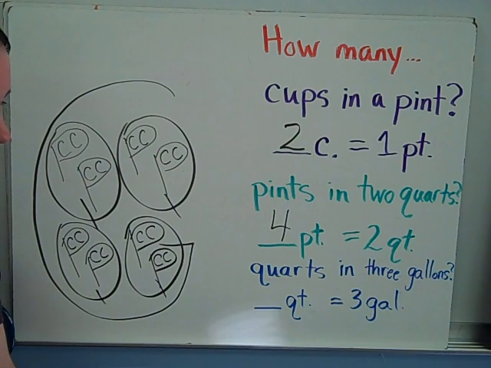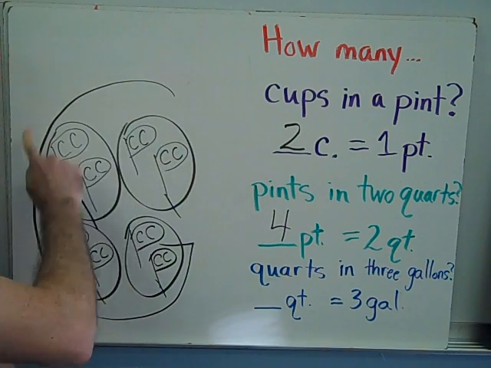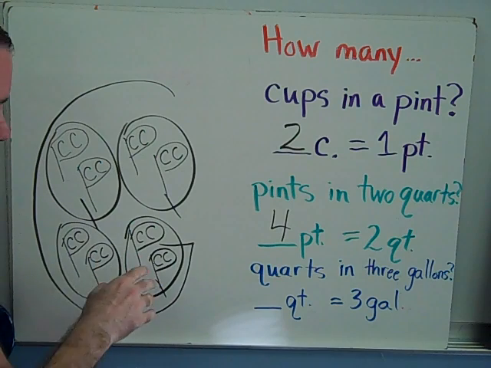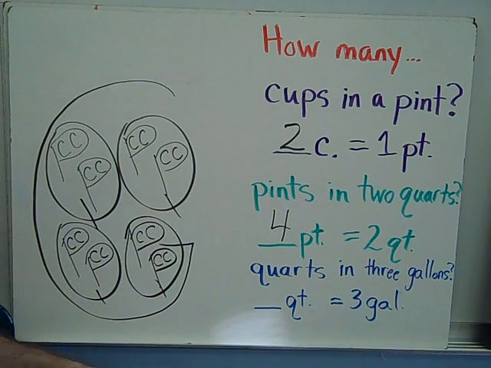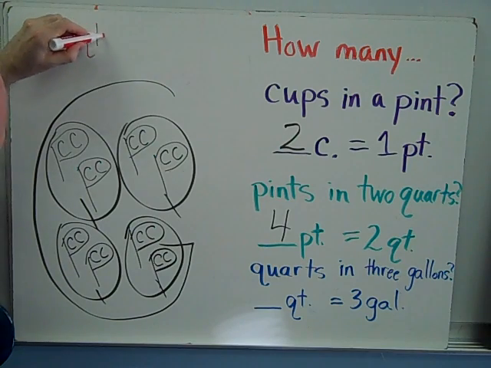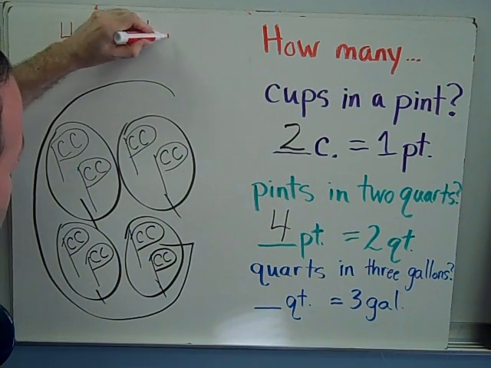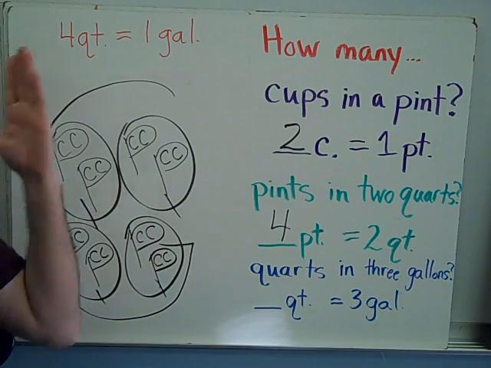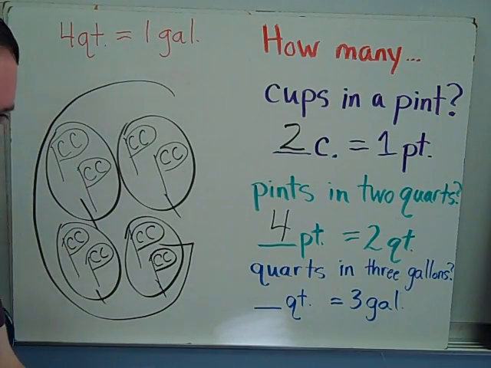How many quarts are there in 3 gallons? So the whole land is the gallon. How many quarts are there? Well, I have 1, 2, 3, 4 quarts. So if I have 4 quarts, that equals 1 gallon. Are there going to be 4 quarts in every gallon? Yes, there are 4 quarts in every gallon.